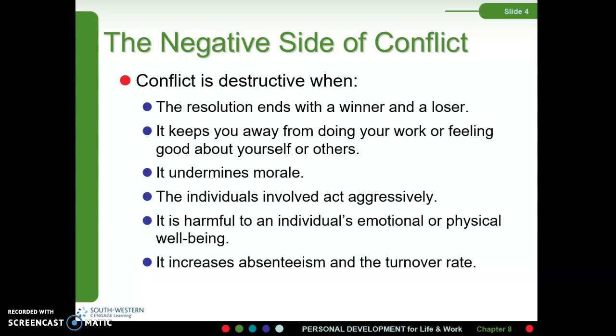So you want to make sure you look at those signs and symptoms on how you act and how you react. And number 5, it is harmful to an individual's emotional or physical well-being. Sometimes when you're in a conflict and that conflict is going on for a very long period of time, that conflict can start affecting your emotional well-being as well as your physical well-being.